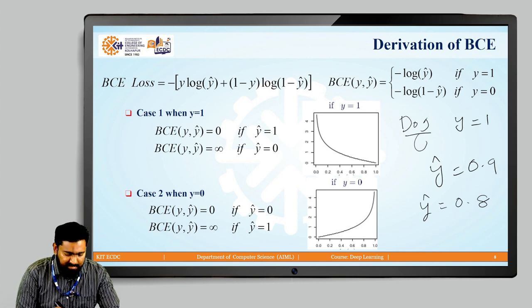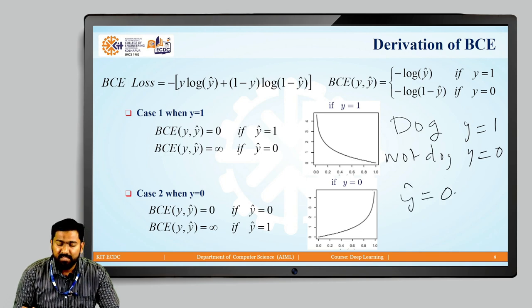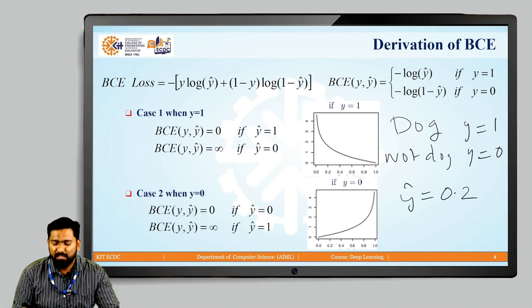But consider another case, the same problem statement. If it is a dog, y equal to 1, if it is not a dog, y equal to 0. Suppose you predicted y cap equal to 0.2, which means you are telling 20% it is a dog. So it is not a dog. So the classification output itself is changed from y equal to 1 to y equal to 0. See, I have given an image of a dog, but it is telling only 0.2 chance it is a dog. Similarly, y cap equal to 0.4, telling only 40% it is a dog. But anything less than 50%, I am considering as not a dog. So I got a wrong classification.